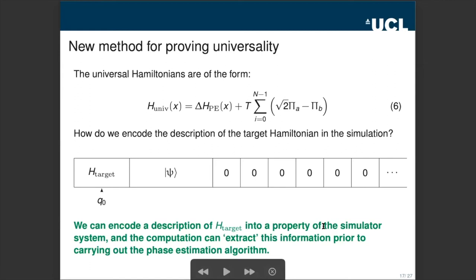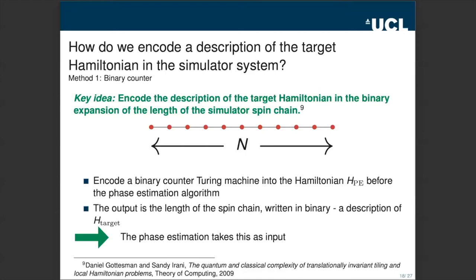Well, as you might have guessed, there are two methods we use which correspond to our two new universal models. The first idea is that we can encode the description of the target Hamiltonian into the binary expansion of the length of the simulated spin chain. So the first computation in our two dovetailed computations is a binary counter Turing machine. As the name suggests, it counts the number of spins in the spin chain, and the output is the length of the spin chain written in binary.